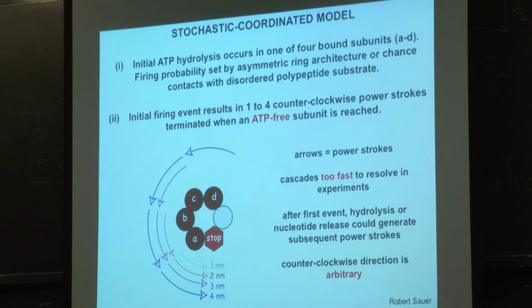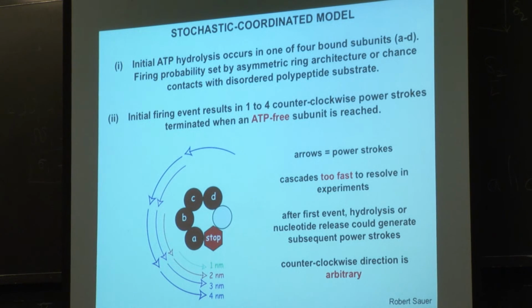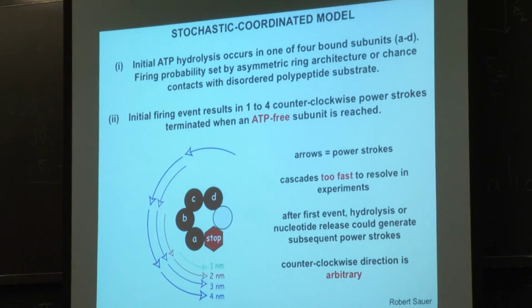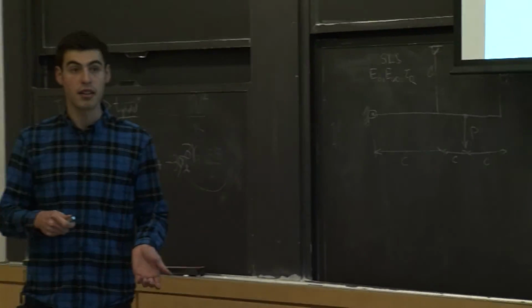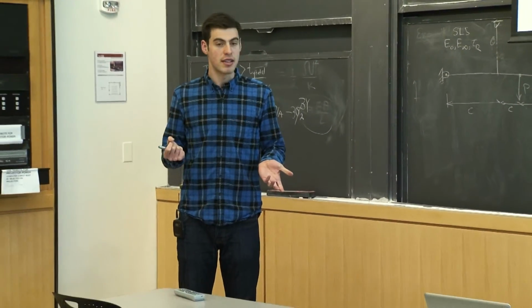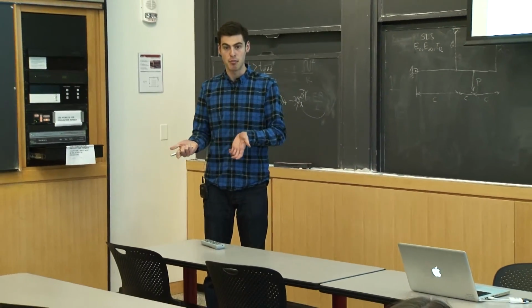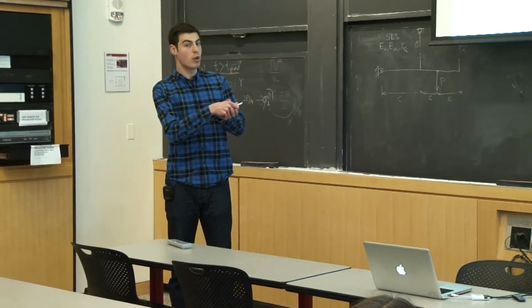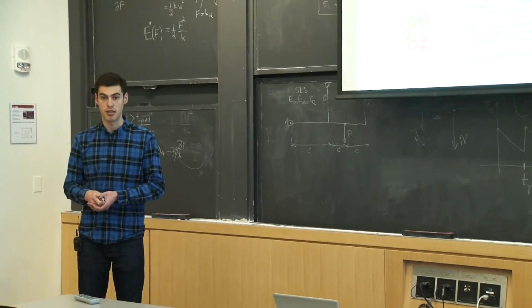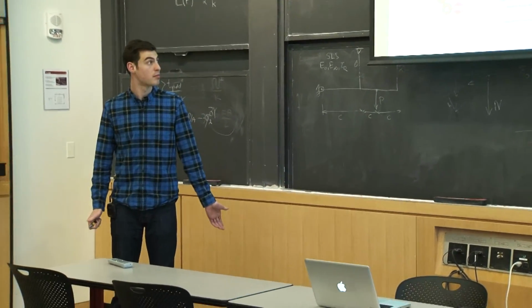So the reason that we're attracted to models such as this is that after you have one of these 4 nanometer steps, you have basically lost your phosphate or lost your ATP or whatever in 4 different subunits. And so it takes time for ATP to bind and possibly to be hydrolyzed again in these 4 different subunits. So it's unlikely that you're going to have the time for 4 ATPs to bind and be hydrolyzed before your next power stroke. Whereas it only requires binding in 1 subunit to power a single nanometer step.